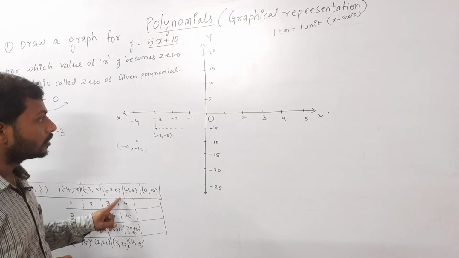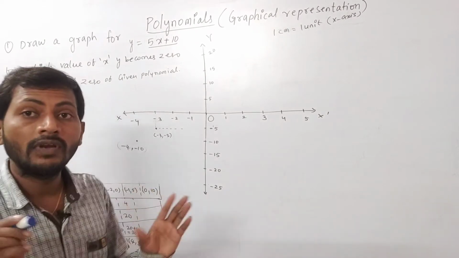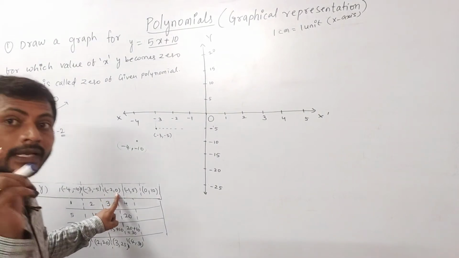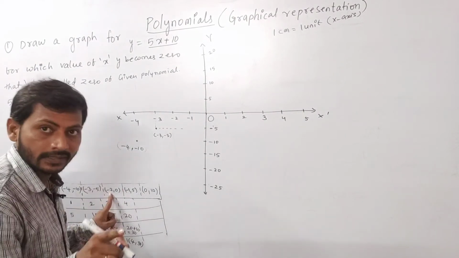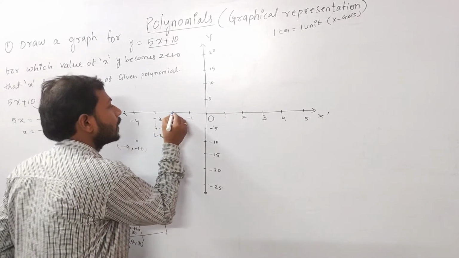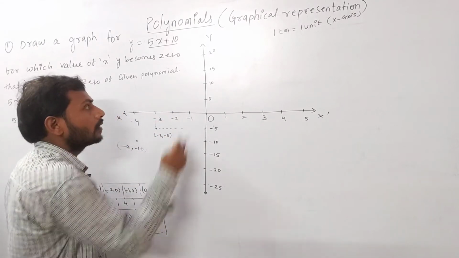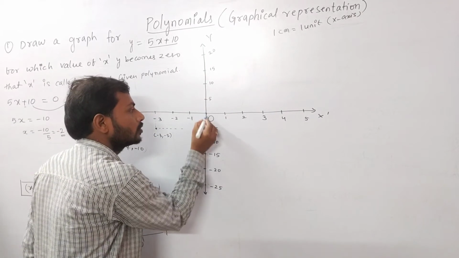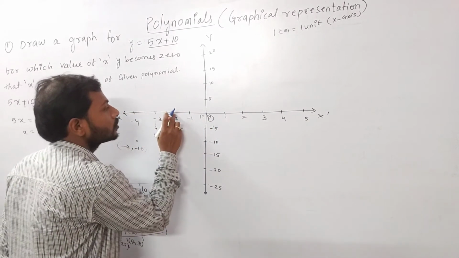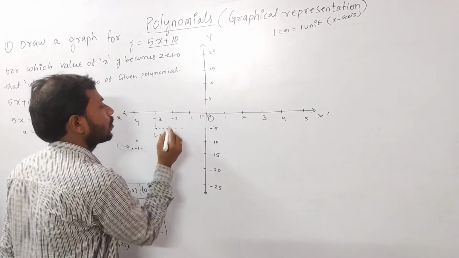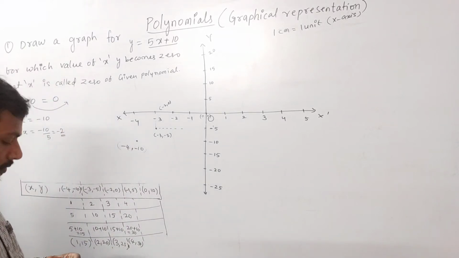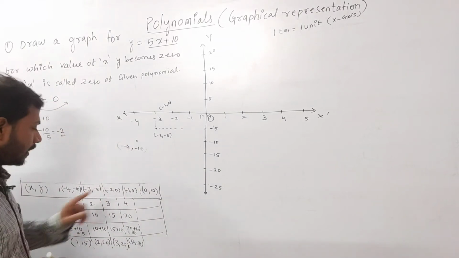-2, 0. Here children will get confused. -2, 0 means the first coordinate represents x, the second coordinate represents y. -2 on the x-axis, and on the y-axis 0. 0 means this is only O, that is 0 comma 0. Now minus 2 comma 0 means this is the coordinate. I am writing here minus 2 comma 0. Very good. Now 3 coordinates are completed.